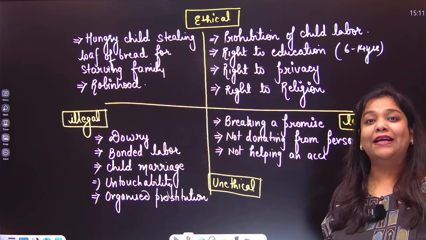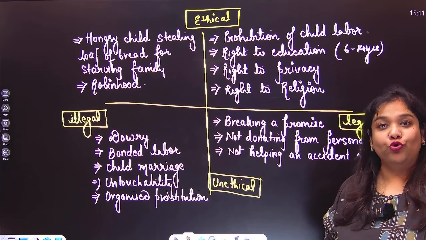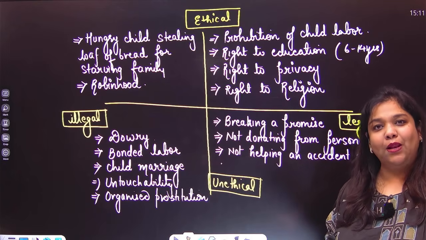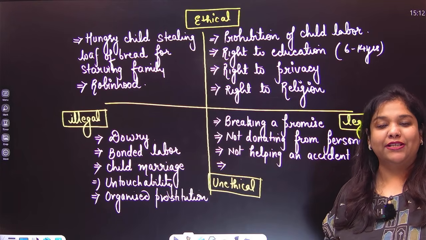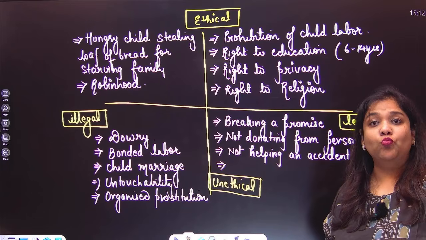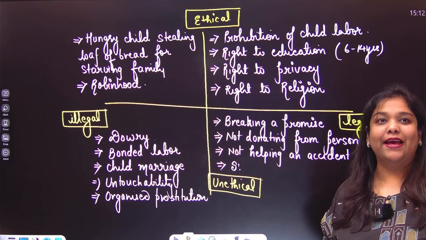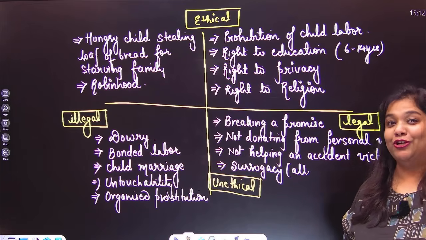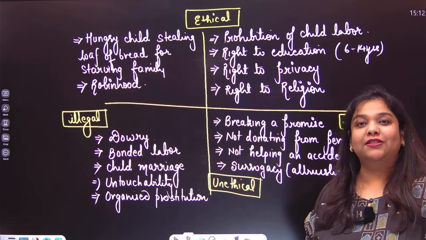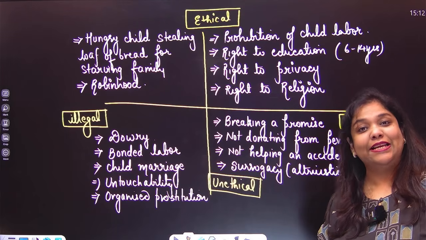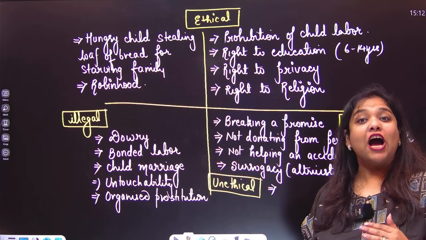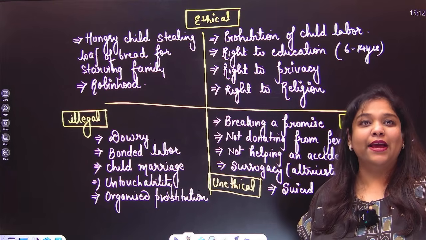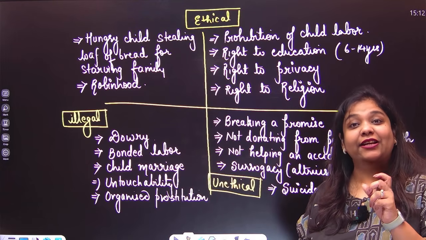Similarly, not helping an accident victim. Again, nobody is going to hold you legally accountable, but it is your moral duty to come forward and help the person who is in a situation of distress. So again, these are examples of something which is legal, but may not be ethical. Similarly, if we talk about altruistic surrogacy, I am not talking about commercial surrogacy. I'm talking about altruistic surrogacy, because according to the Surrogacy Act that we have, altruistic surrogacy is legal, but many may not consider it to be ethical. Again, these are ethical dilemma based issues.